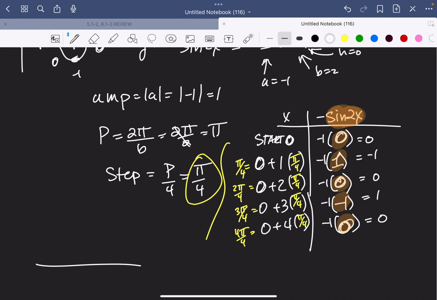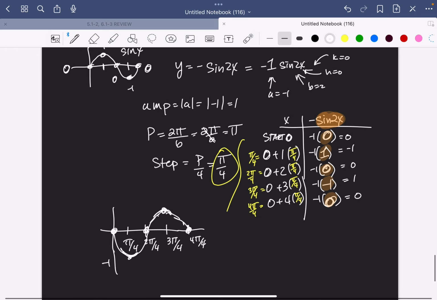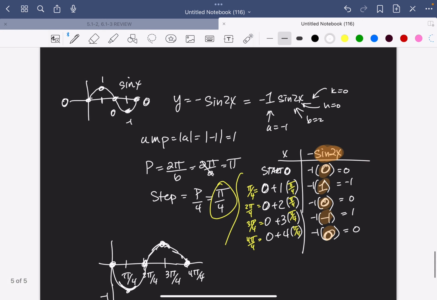So again, we said that our x values are the starting point, pi over 4, 2 pi over 4, 3 pi over 4, and 4 pi over 4. And we're going to start with an output of 0, go down to -1, go back to 0, go up to 1, and go down to 0. Just make sure when you hit a peak or a valley, you make it nice and round. So there you go. Again, just what we said before, but now we understand it algebraically through the table. So that's 20.